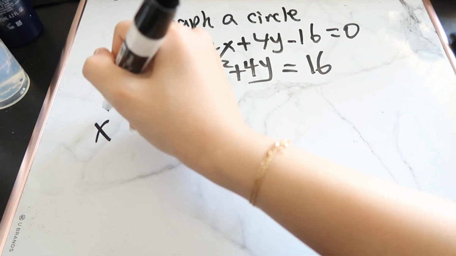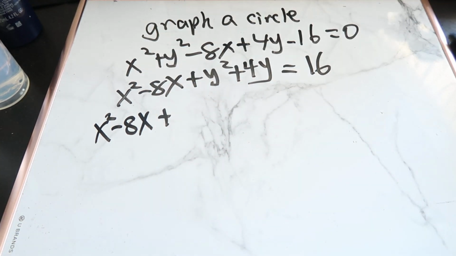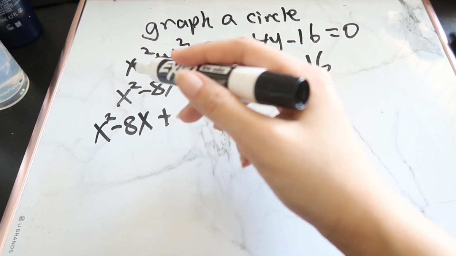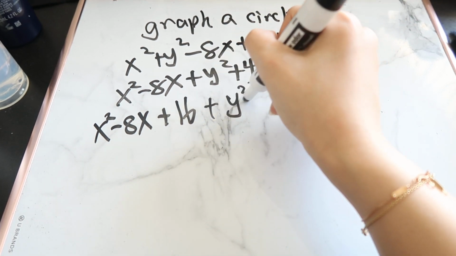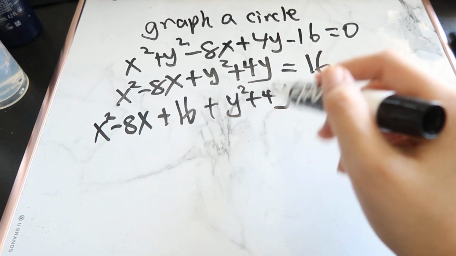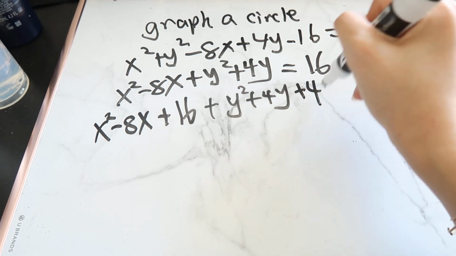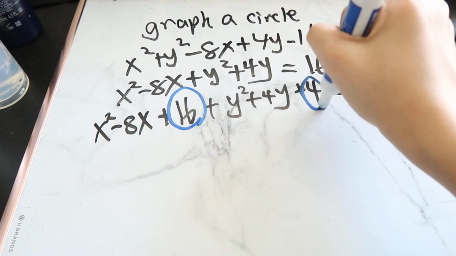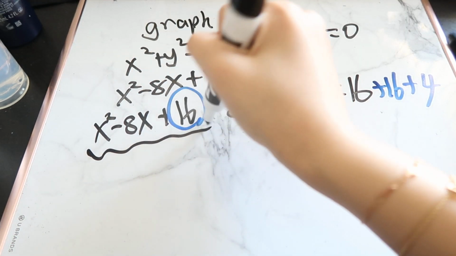So for example, here x squared minus 8x, and then you need to add a number on this side. How do we figure out what number it is? You do 8 divided by 2, which is 4, and then 4 squared is 16. And plus y squared plus 4y. So here, same thing. 4 divided by 2 is 2, and 2 squared is 4. So it's plus 4. And on the right side, because we just added those two numbers, we need to also add them on the right side. Alright, and then on the left side, we can put those inside the parentheses.